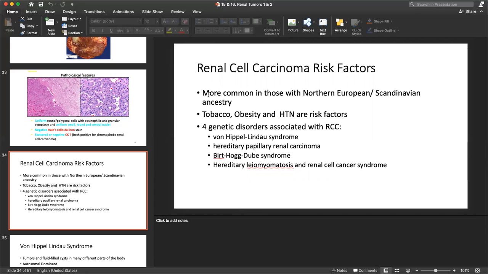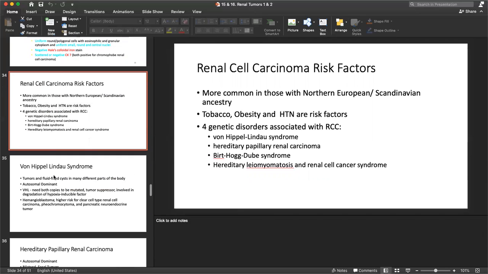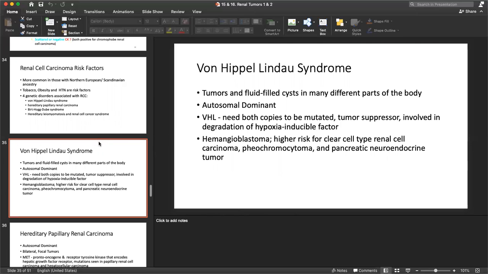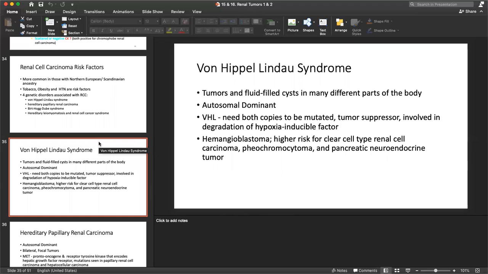Things that you think about with renal cell carcinoma are going to be a flank mass and hematuria, but no pain. Von Hippel-Lindau syndrome is going to be many fluid-filled cysts all over the body. So both copies have to be mutated. And then hemangioblastoma is going to have that higher risk for renal cell carcinoma, and pancreatic neuroendocrine tumor.